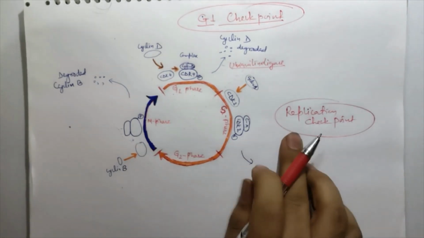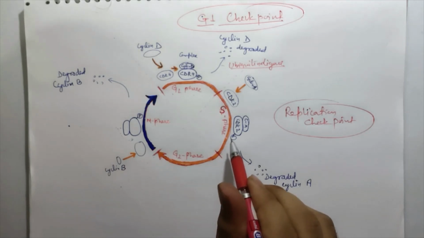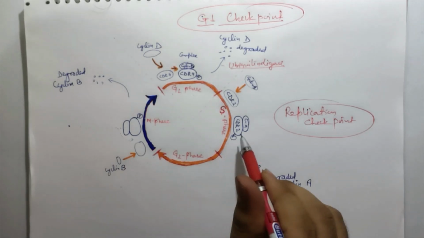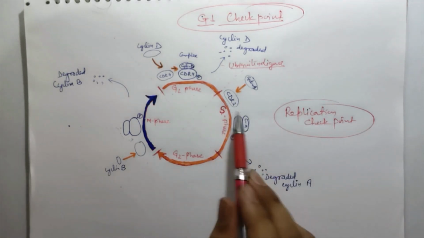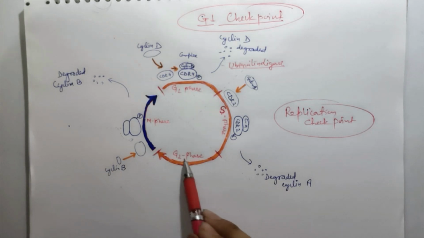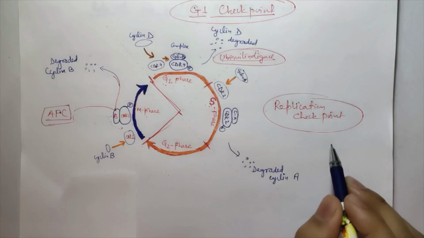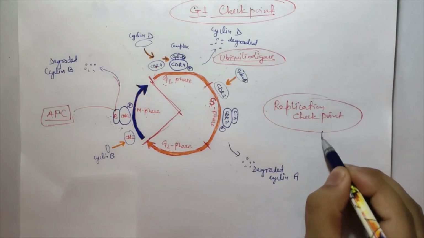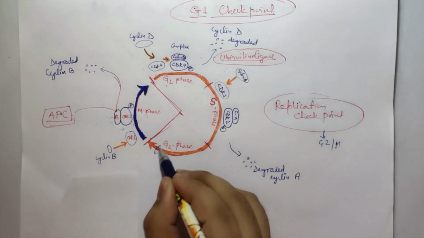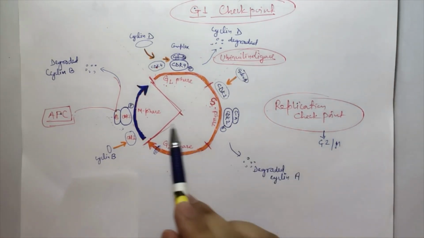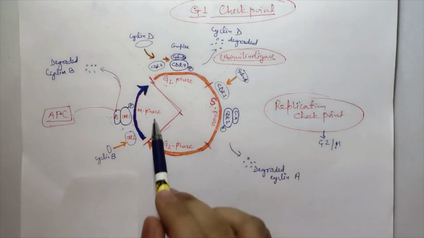Basically it checks whether the DNA has been properly duplicated, and if there is any error, then it must be repaired and the cell should not proceed to the next phases of the cell cycle. This replication checkpoint basically occurs at the G2M transition, which is the main site where it actually arrests the cell cycle from proceeding further into the mitotic phase.